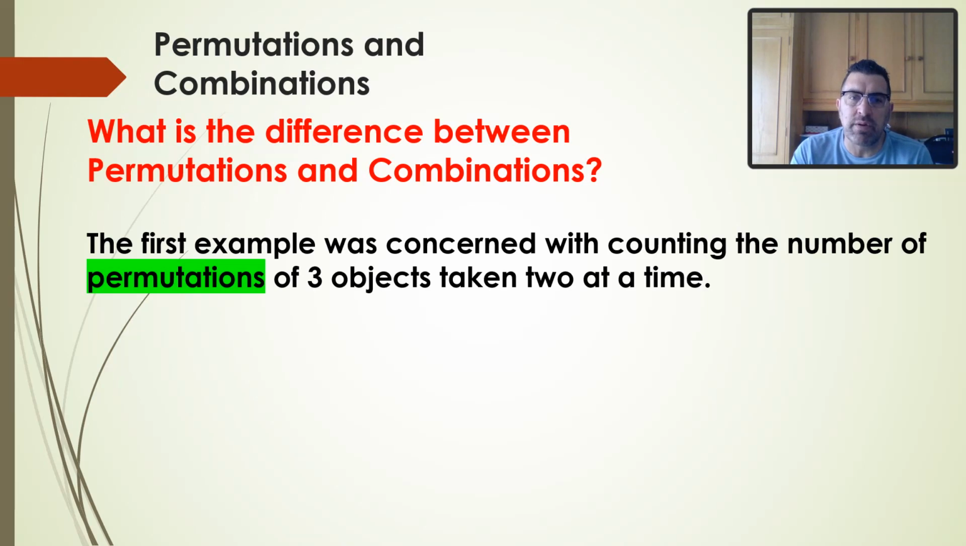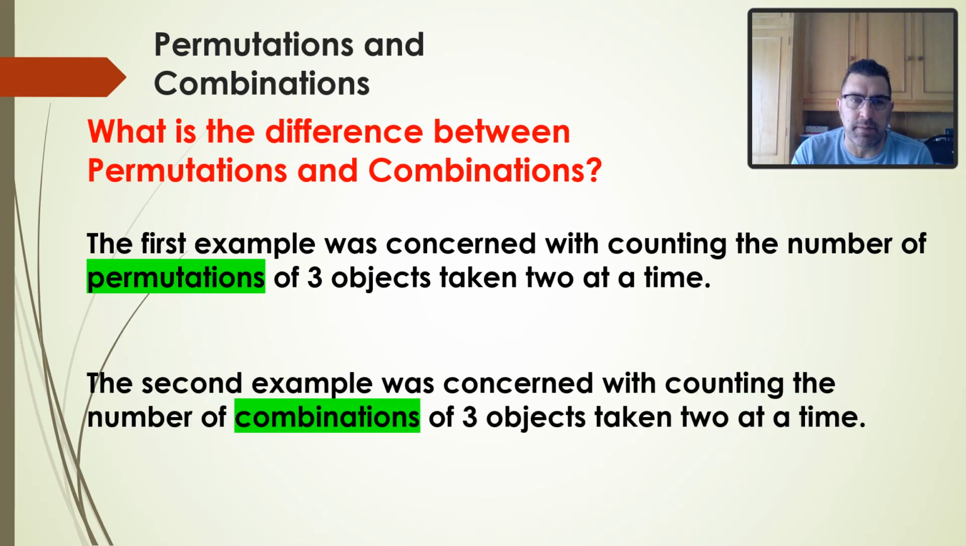So the three objects were taken 2 at a time. The second example was concerned with counting the number of combinations of 3 objects taken 2 at a time. So here the order does not matter. You can take A, B, or B, A, it means the same thing. It's Albert and Ben, or Ben and Albert, exactly the same thing. Then we're talking about a combination. So with combinations we basically select, and with permutations we arrange things.